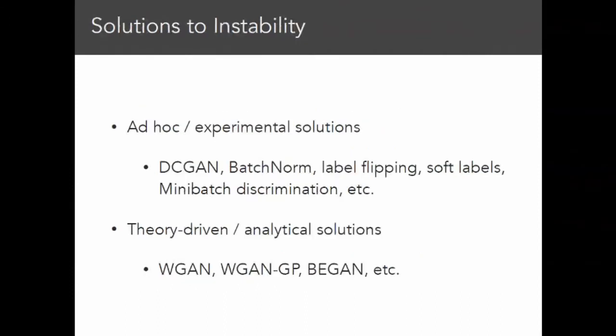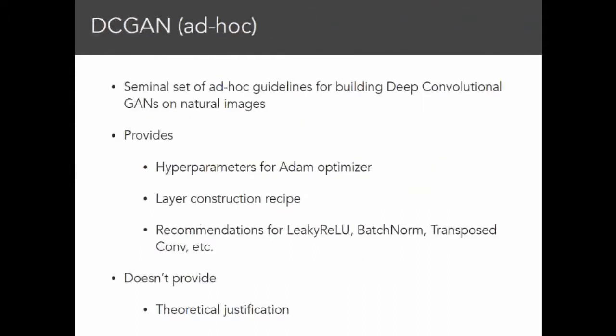But there are a lot of solutions that fall roughly into 2 categories. There are experimental solutions, which are more ad hoc, people kind of trying things until things work, being intuitive. And then there are theory-driven or analytical solutions, which have resulted in some very interesting algorithms recently. In particular, I'm going to focus on the DCGAN formulation from the ad hoc side, and I'm going to focus on WGAN from the theory-driven side.